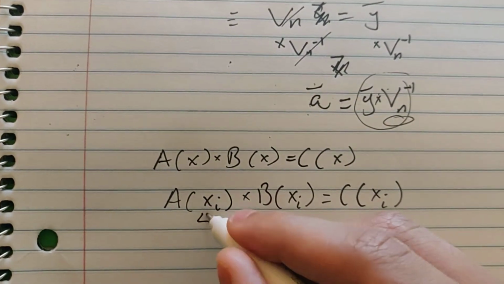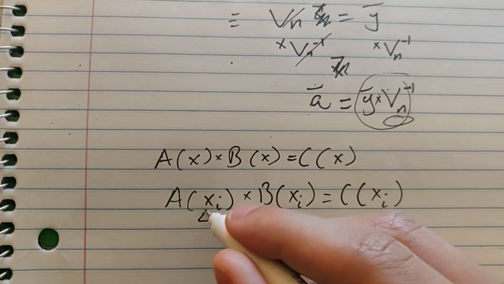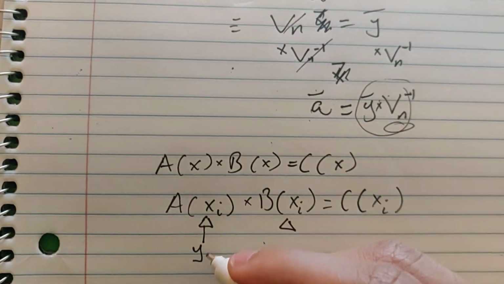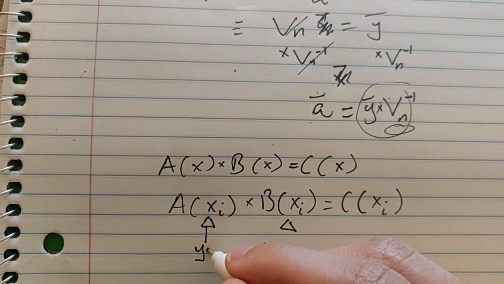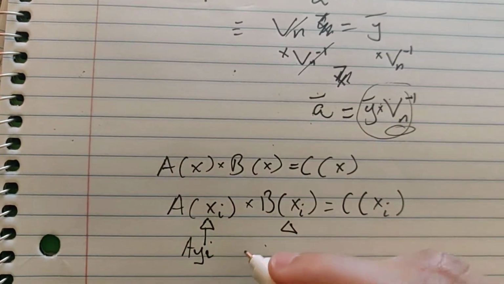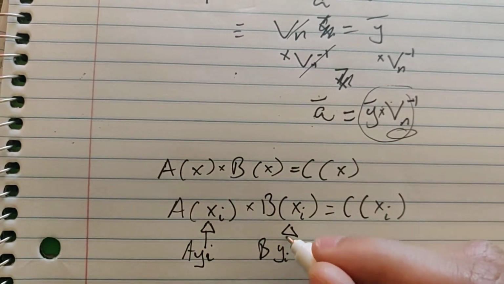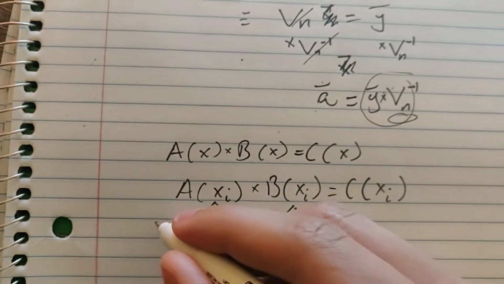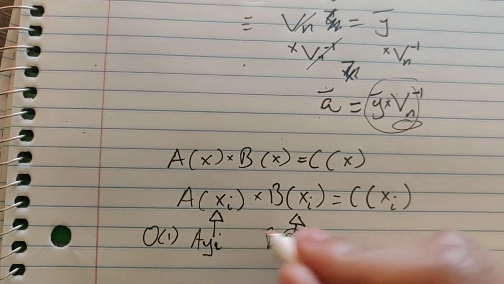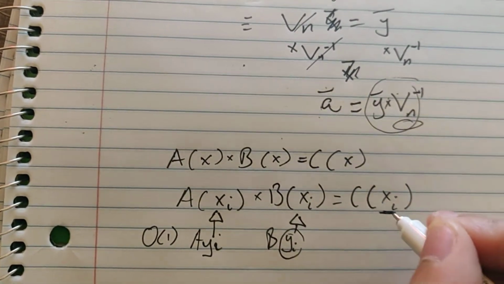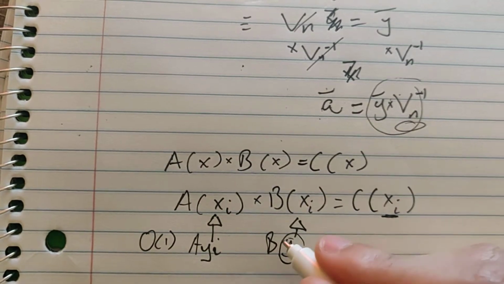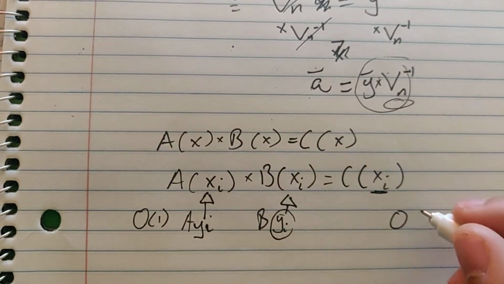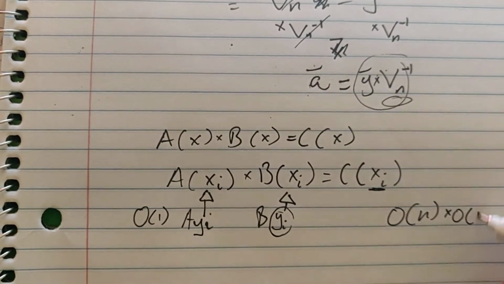But with this point value representation, I already know what A of xi and B of xi are. That's the y value yi for A, and the y value yi for B, just from the point value representation. So that just takes O of 1 time. Then I can do this for each one of the different xi values. There are n xi values, so that's going to be O of n times O of 1.